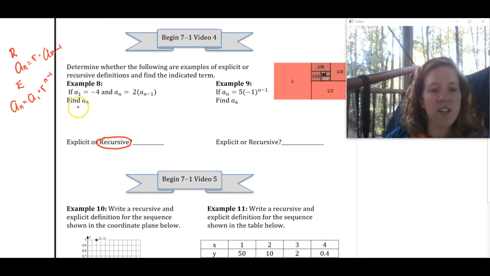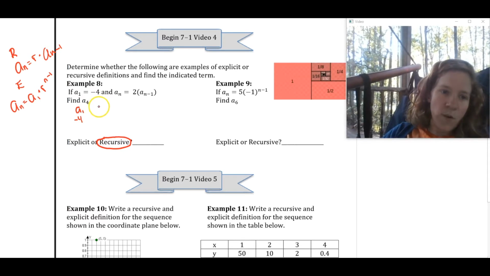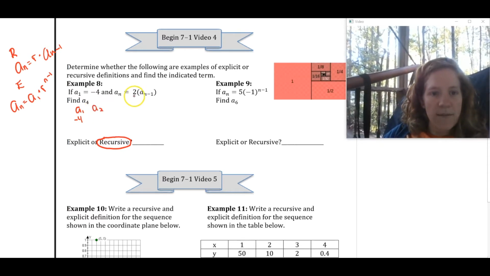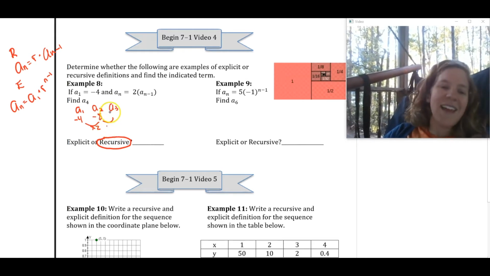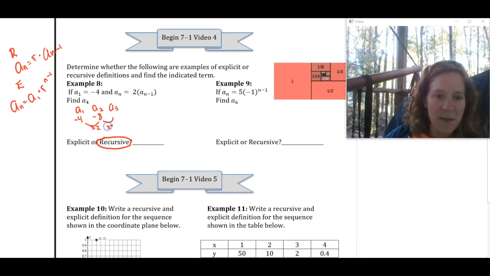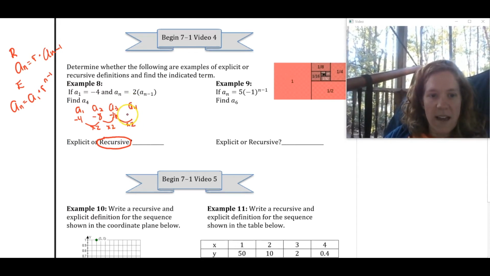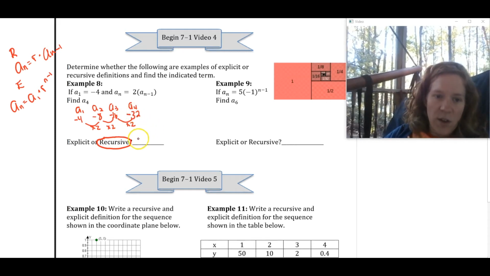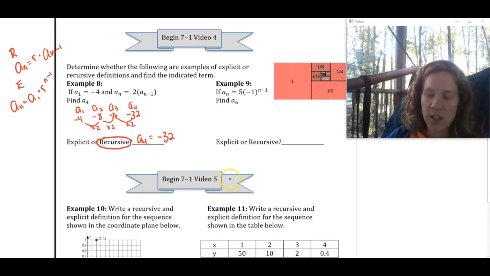Then the next thing we ask you to do is find a sub 4. So I already know that a sub 1 is negative 4. To get to a sub 2, I have to look over here and it says to multiply by 2. So I'm going to multiply by 2 and I get negative 8. To get to my third term, I'm going to multiply by 2 again and I get negative 16. To get to my fourth term, I'm going to multiply by 2 one more time and I get negative 32. So my fourth term, a sub 4, is equal to negative 32.